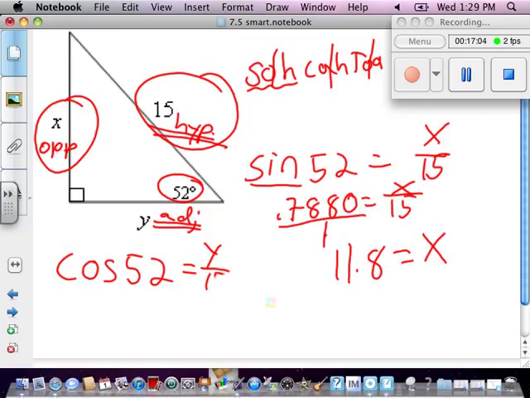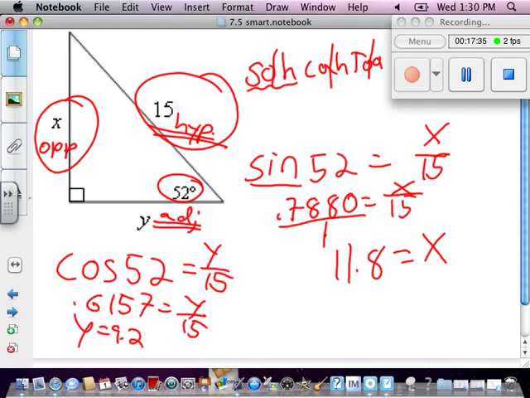So the first thing you do, everybody should be writing this down. Cosine of 52 gives me 0.6157 equals y over 15. I cross multiply. And I get 9.2 equals y, or y equals 9.2.